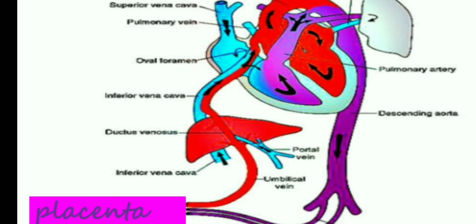The umbilical vein blood bypasses the liver through the ductus venosus. Here this is called the ductus venosus. The blood passes through the ductus venosus and enters into the inferior vena cava, then to the right atrium of the heart.